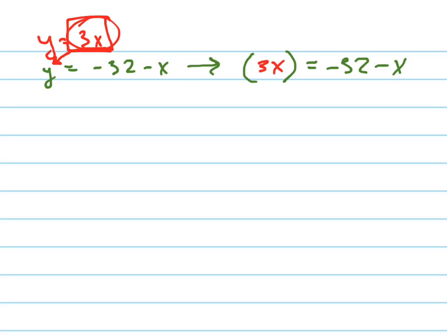Now I solve that equation. Notice I've got one equation with one variable, so I'm going to add x to both sides. So 4x equals negative 32. Again, this is easy. Divide by 4, x equals negative 8.